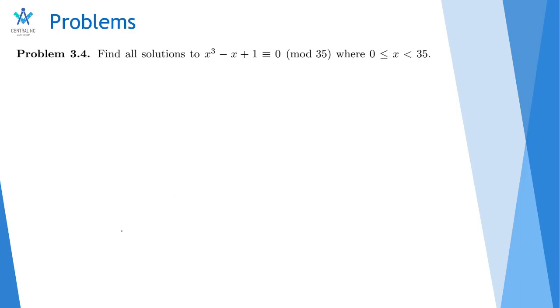As I said before, the best thing to do is split it into modulo 7 and modulo 5. So first, let's find some solutions modulo 7. We only have to test the residues 0 through 6, since those are the only possible residues modulo 7. We'll make a table with x and then f of x.